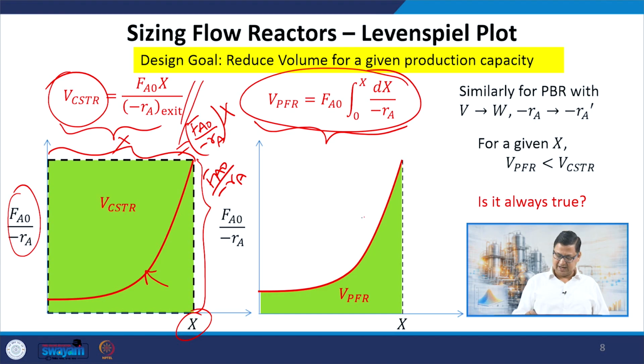In the case of PFR, however, we are basically having an equation like this. Again, now we have Fa naught by minus Ra changing along the length. So, let us say at this particular point, we have some value of Fa naught by minus Ra.